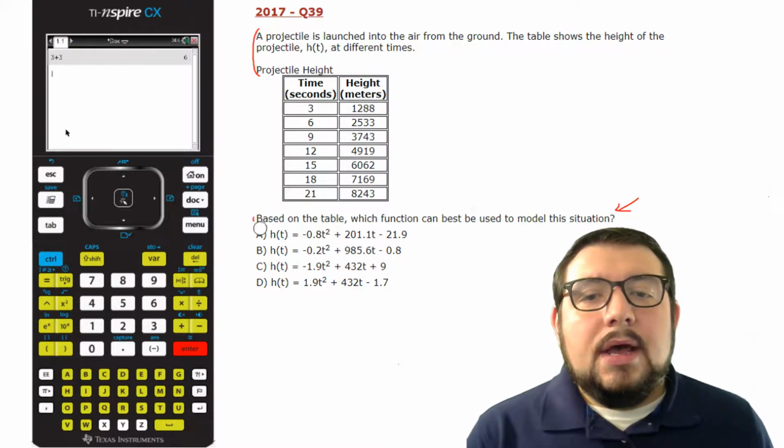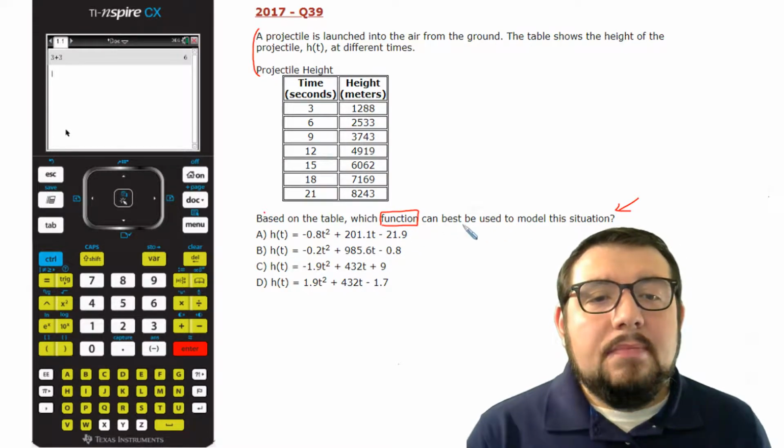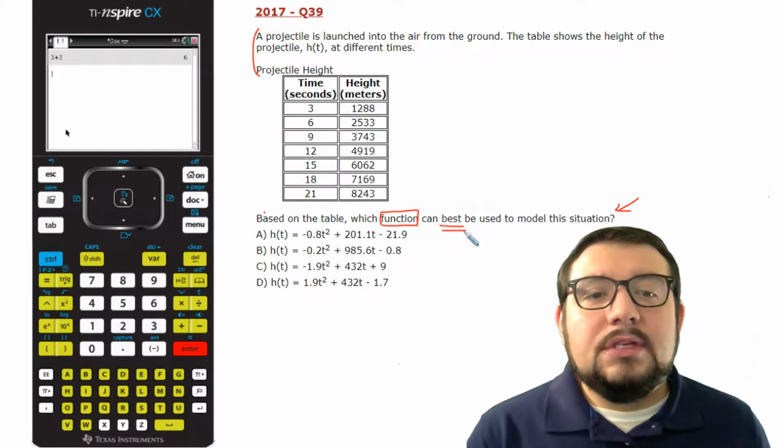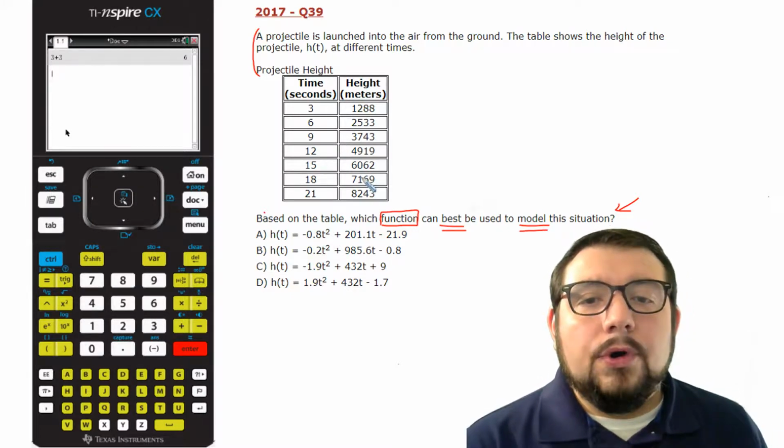Okay, now down here I can see it says, based on the table, which function, a function is an equation basically, can best be used, best means the closest fit, to model this situation, and model also means a match. So we're trying to find an equation that's going to make these numbers work.